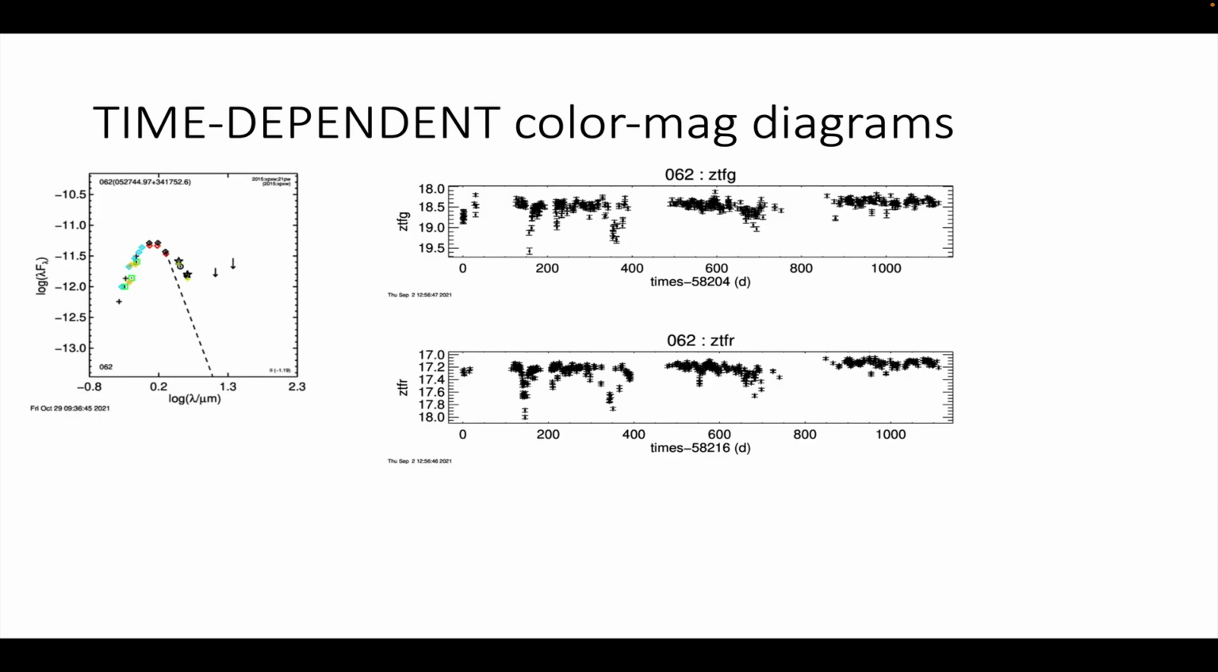And what I mean by that is this. So here's one particular object. On the left, you've got a spectral energy distribution. Here you can see the longest wavelength that we have for this one is 4.5 microns. So it has a little bit of a disk. This is its brightness in G band in the optical and R band in the optical. And this is over years, right? Because those are days, so more than 1,000 days. So this is variability over years.